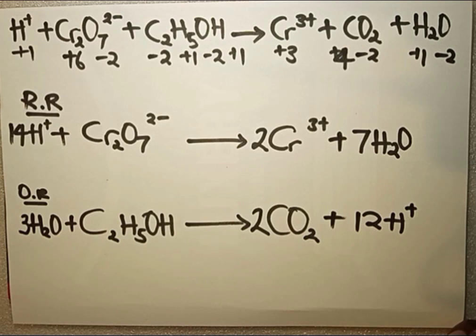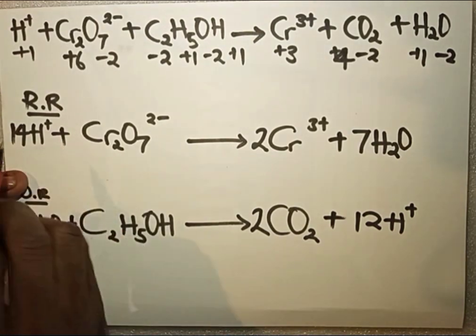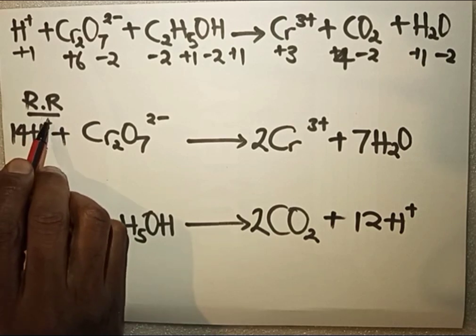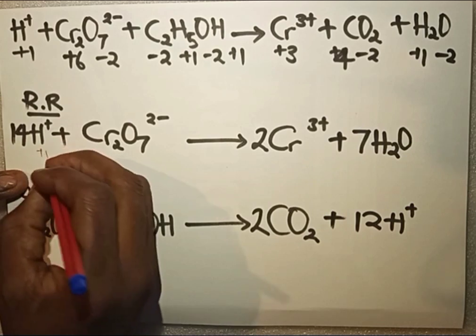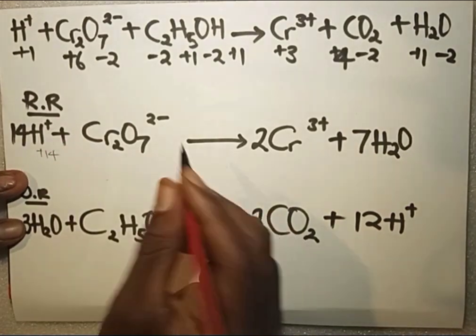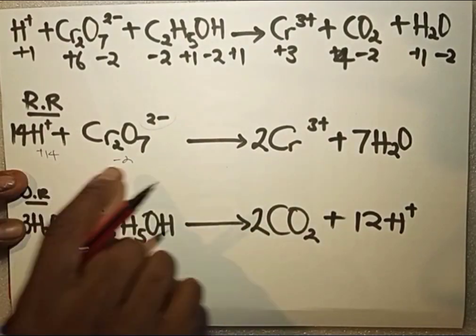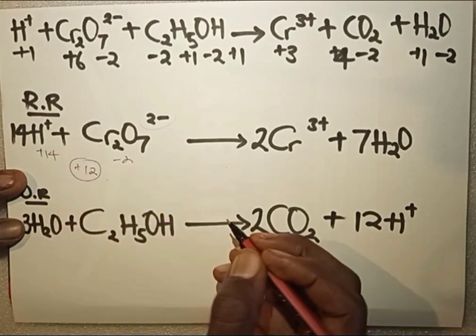Balance the charge using electrons. We'll start. If you look at this first one, the charge here is positive 1. Positive 1 times 14, it is positive 14. The charge here, it is negative 2. So meaning 14 minus 2, the charge here ought to be positive 12.